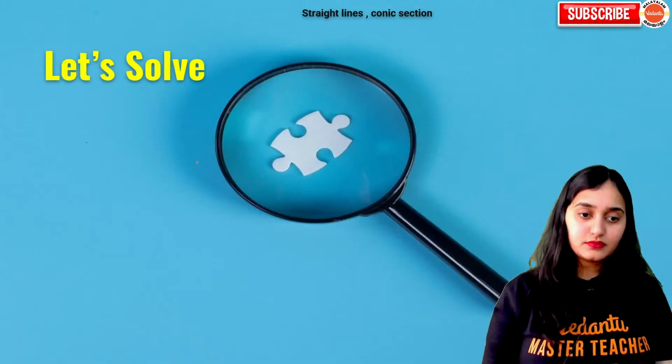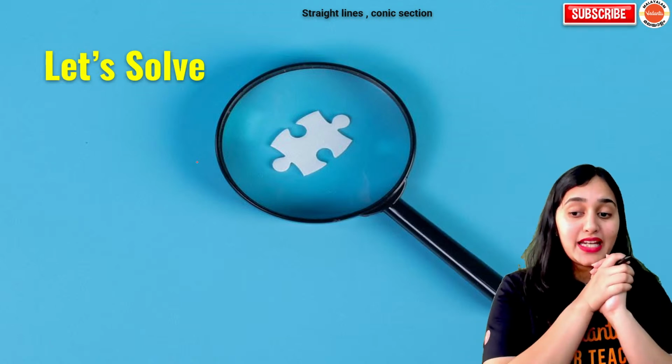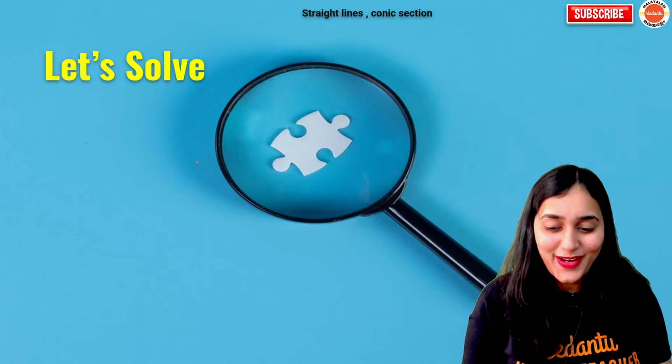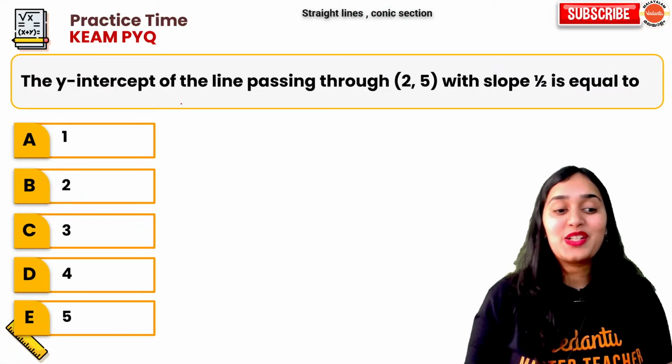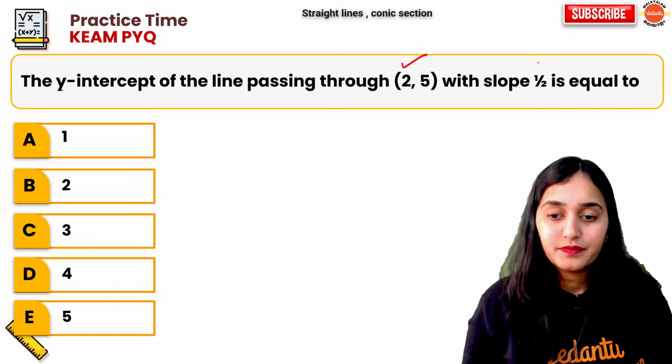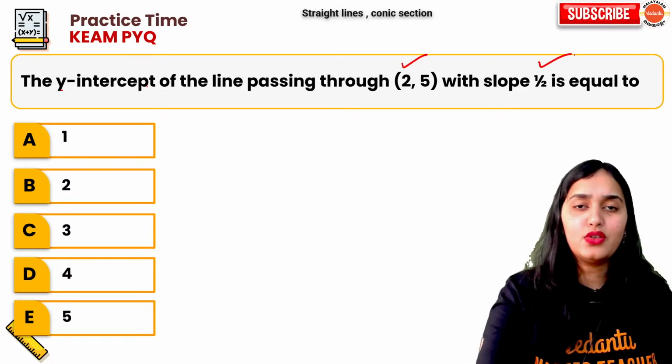Right? Okay. Now, everybody ready to solve questions? I have lots of variety of questions for you. Let's begin. First question. What is the y-intercept of the line passing through this point and having a slope 1/2?